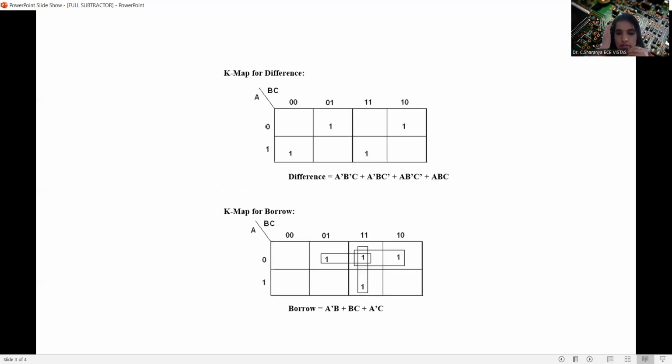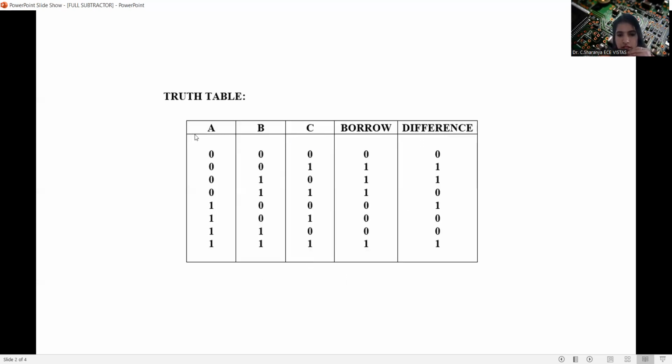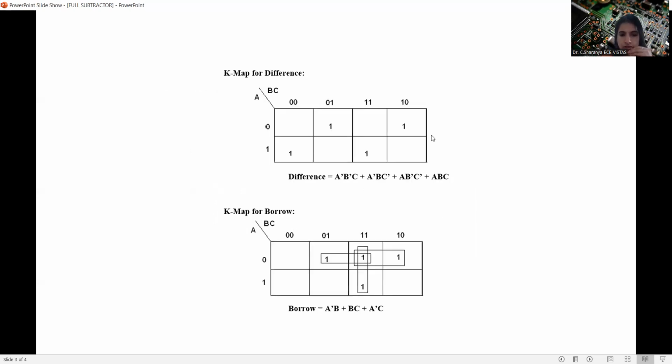Next, we should go for the K-map. Again, we know it is a three variable K-map since we have three variables in the input, and the number of K-maps is 2, one for borrow and one for difference. So we're going to take A on one side and B and C on the other side. The possible combination of A is 0, 1. For B and C, it is 00, 01, 11, and 10. Here we will be following the Gray code combination, which we all jotted down in the basics of digital.